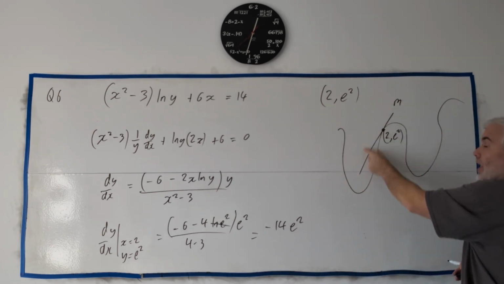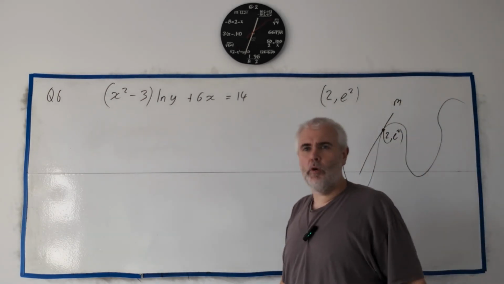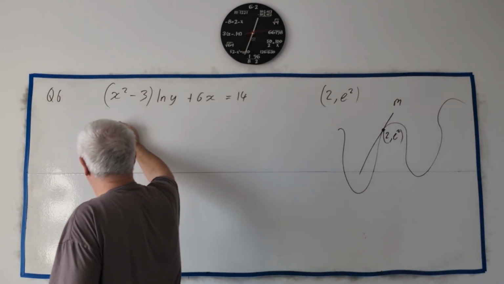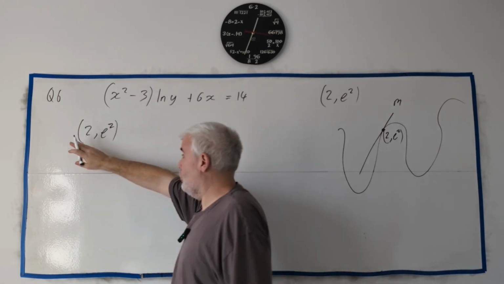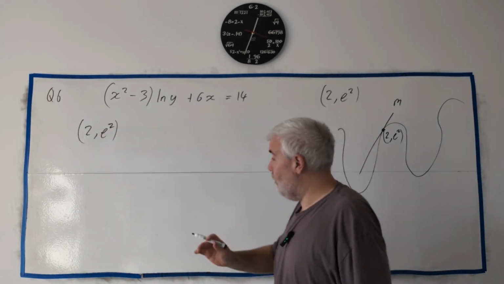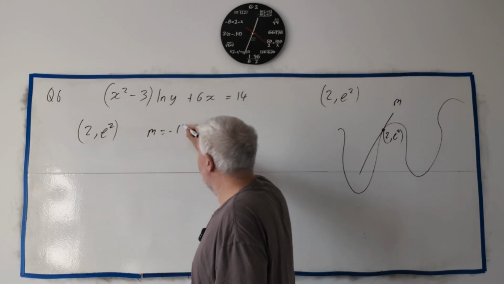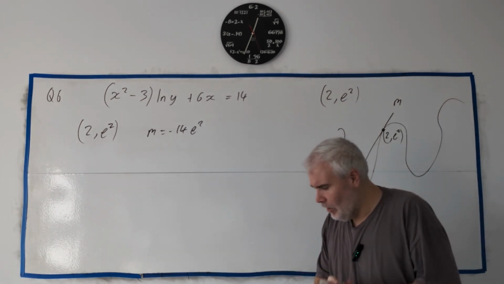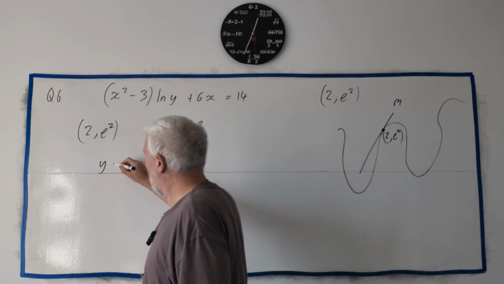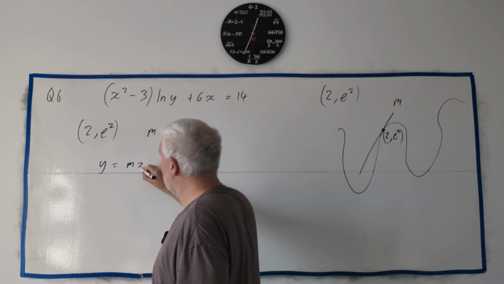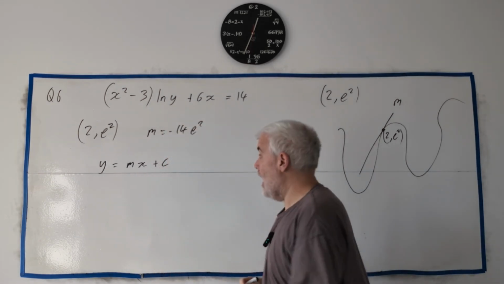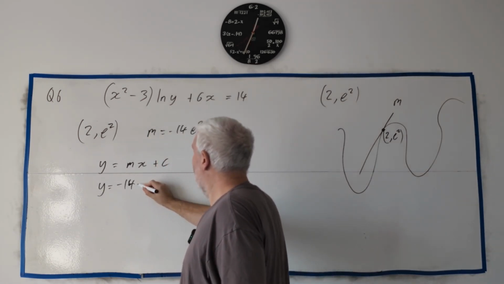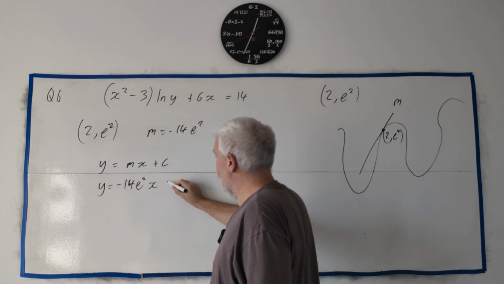I still need to get the equation of this line here. Now, I don't want you to overthink the end of this question. Really, all we have is a point, 2, e squared, and then we have a slope, m equals minus 14 e squared. They want you to find the line. That's it, the same as we've always done. A line is the same as y equals mx plus c. m we have right here, so we put that in. y equals minus 14 e squared times x plus c.